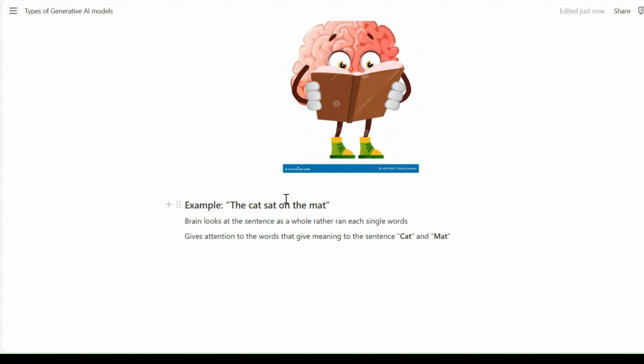Instead, it gives more importance, or attention, to the words that give meaning, for example, cat and the mat. The transformer model works similarly. It can look at all the words at once and decide which words are important and which words give meaning based on the context. So there are some key concepts of the transformer model. We'll look at them.